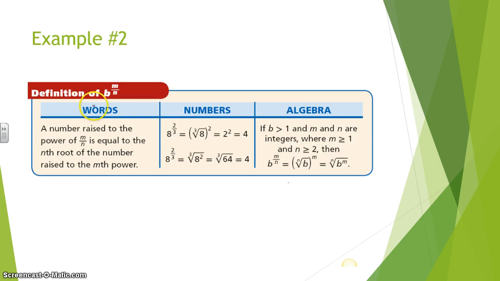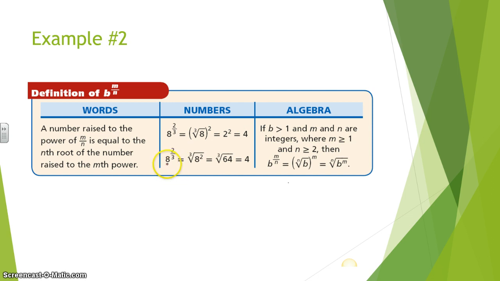Here we have a definition of b to the m over n power. It says, in words, a number raised to the power of m over n is equal to the nth root of the number raised to the mth power. So here you have 8 to the 2/3 power equals the cube root of 8 squared. The cube root of 8 squared is 2 squared, which is going to equal 4.